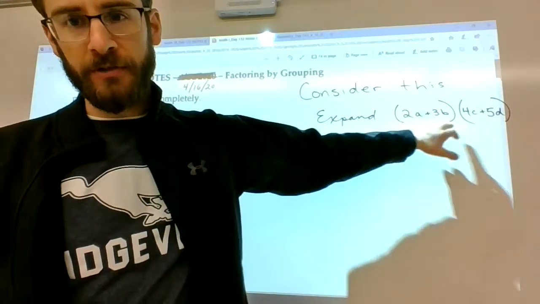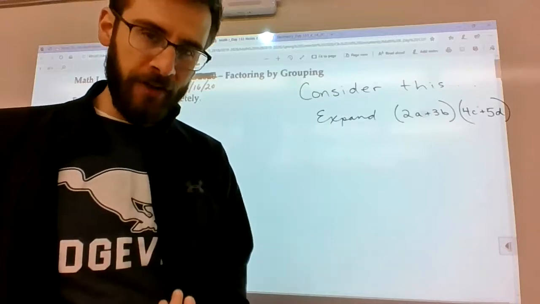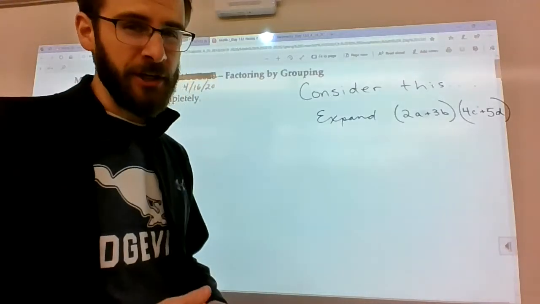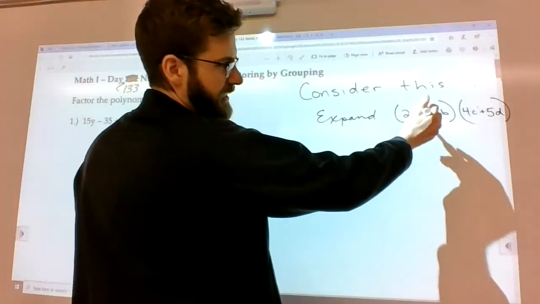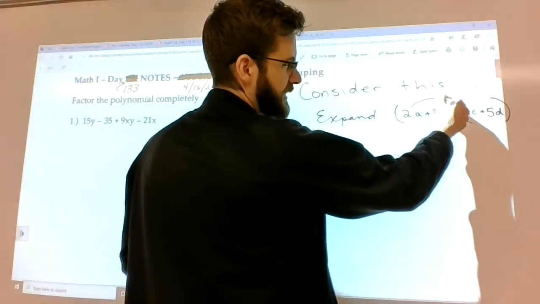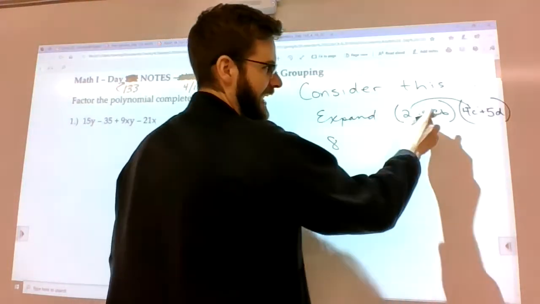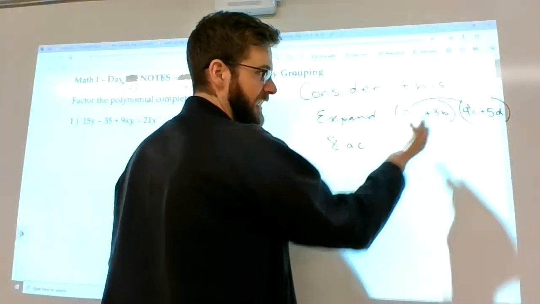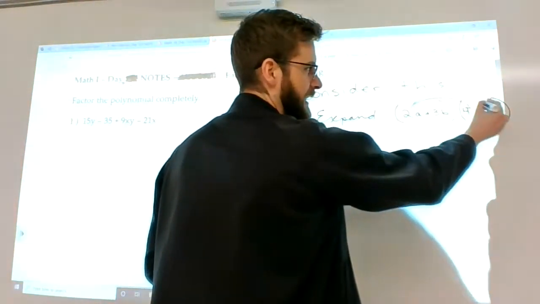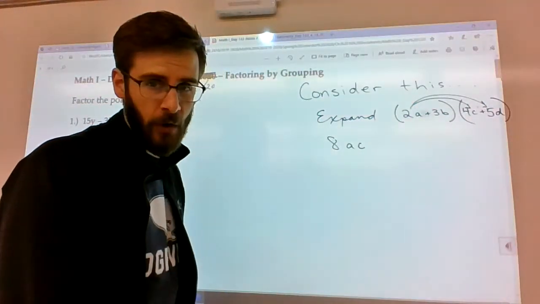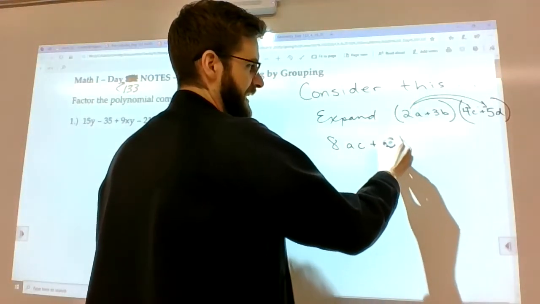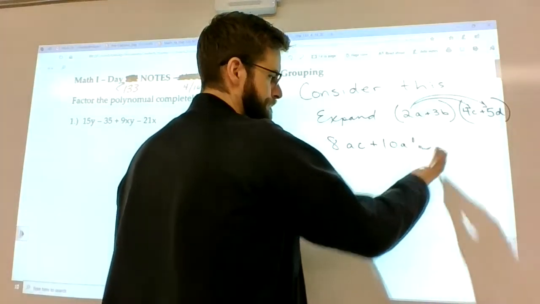We've got a binomial times a binomial. You get rid of parentheses. I think you guys are pretty strong in this idea that you're going to take the first times the first, which is 2 times 4, 8. A times C, you just say it's AC. Then you're going to take 2A times 5D. That would be plus 10AD.